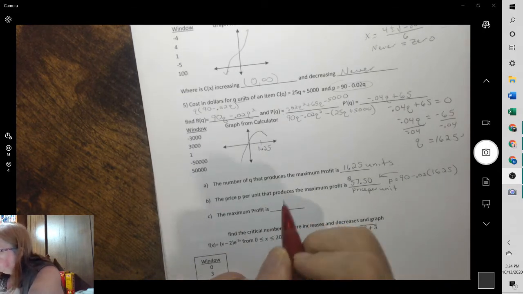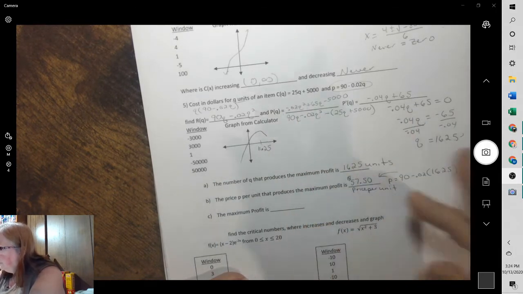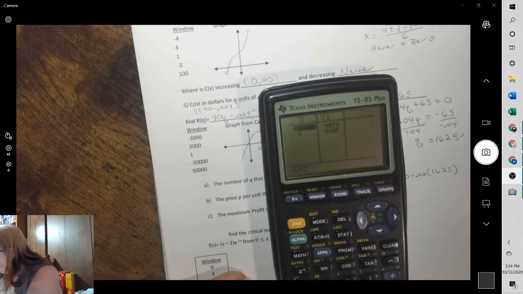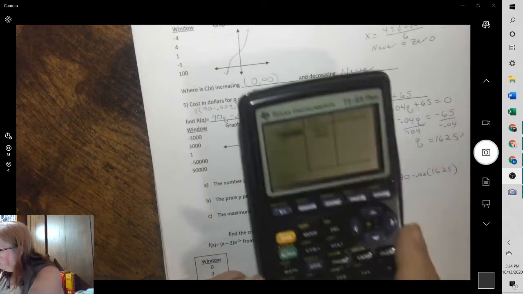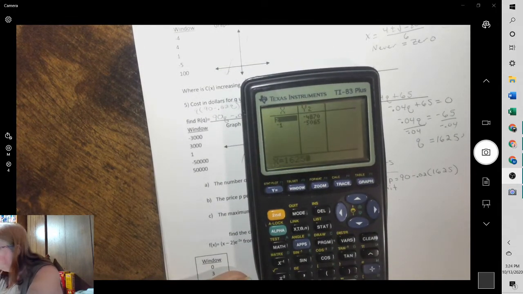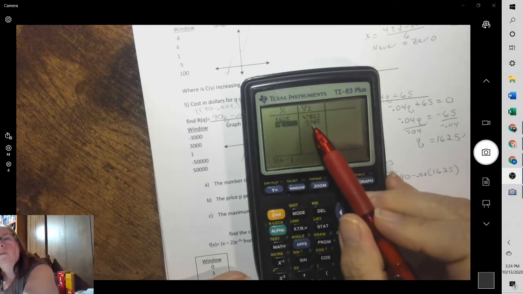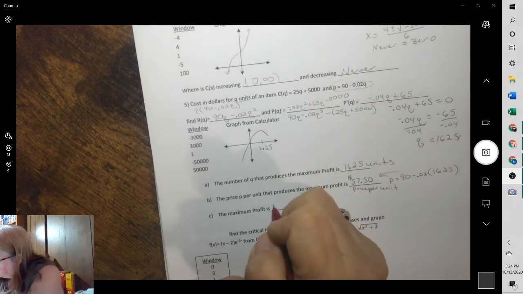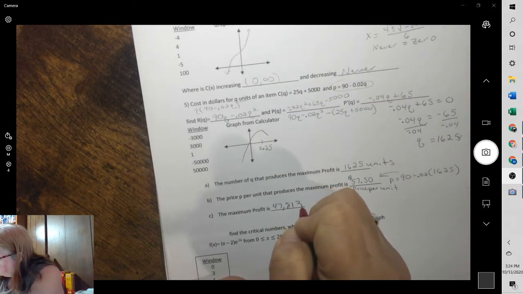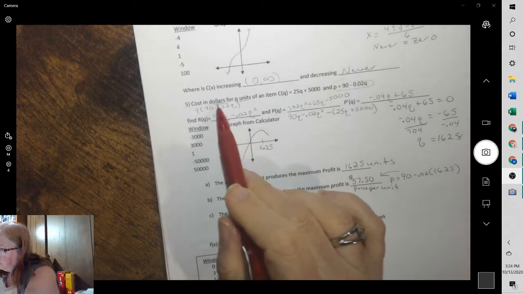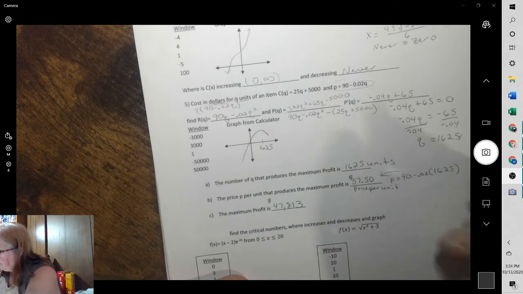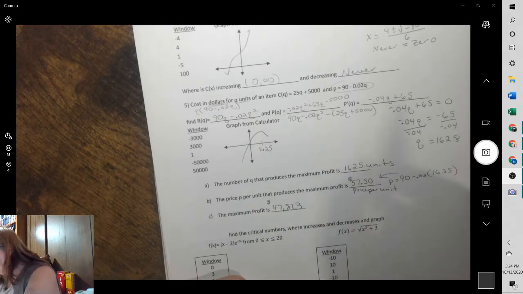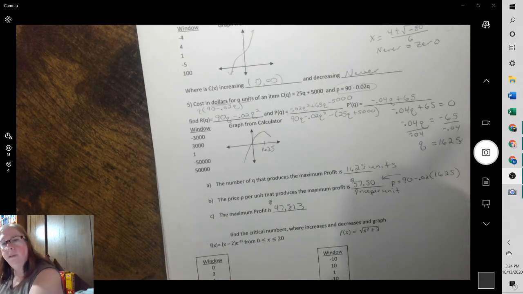To find the profit, you plug into your profit function. We just graphed this, so we could go to the table, second and table, and type in 1625 and hit enter. We get 47,813, and it said dollars, so it's in dollars. So if we sell 1,625 units at $57.50 each, we'll make $47,813 in profit.